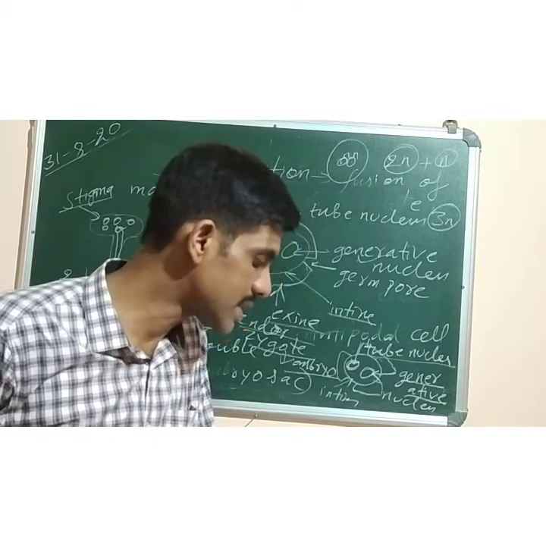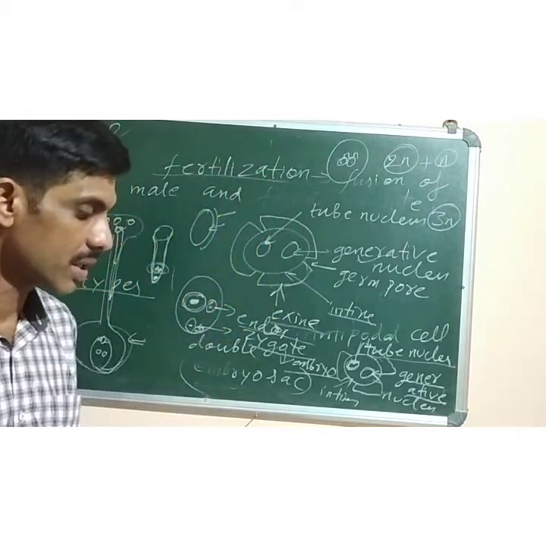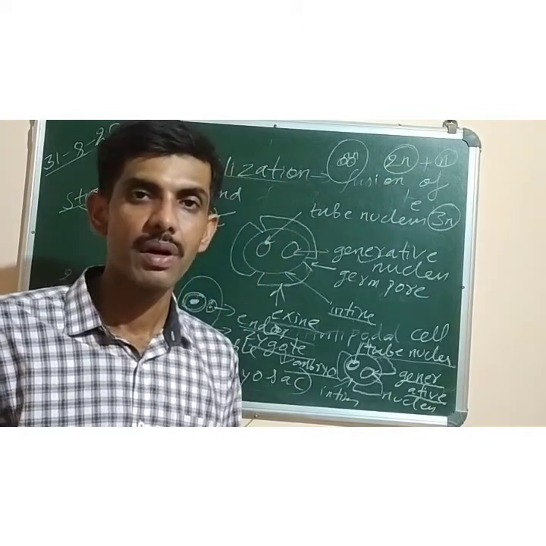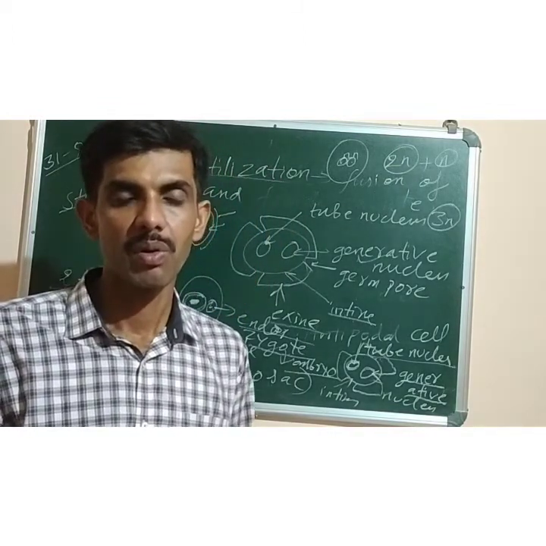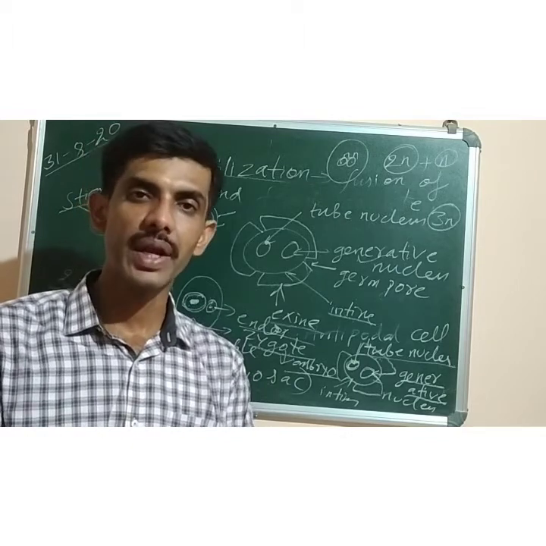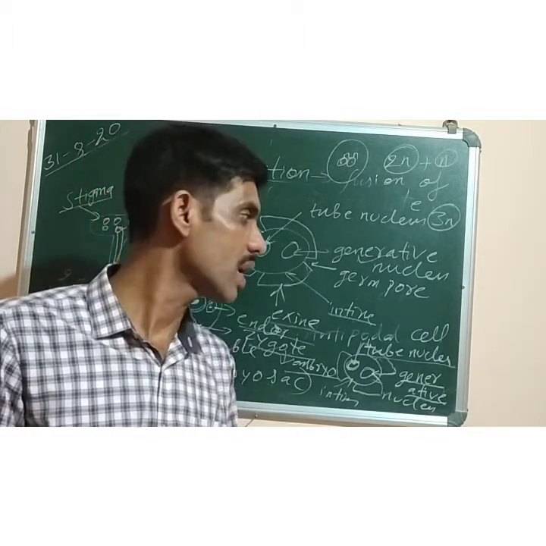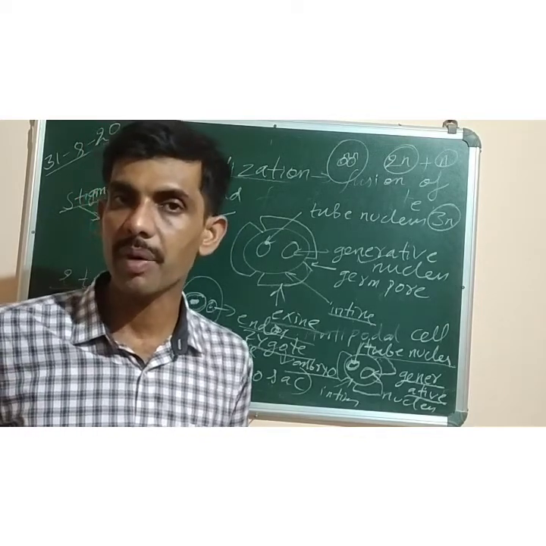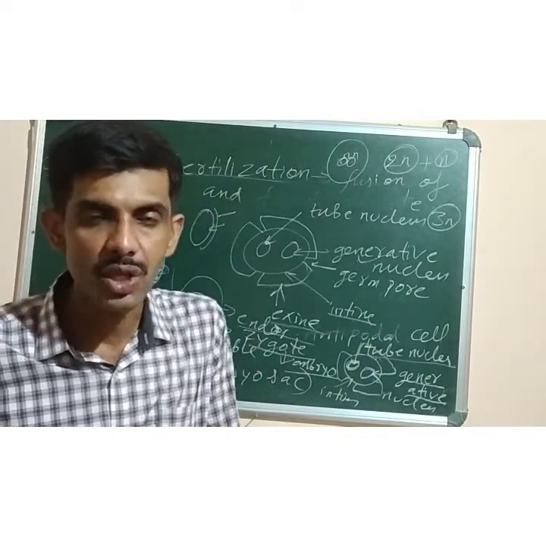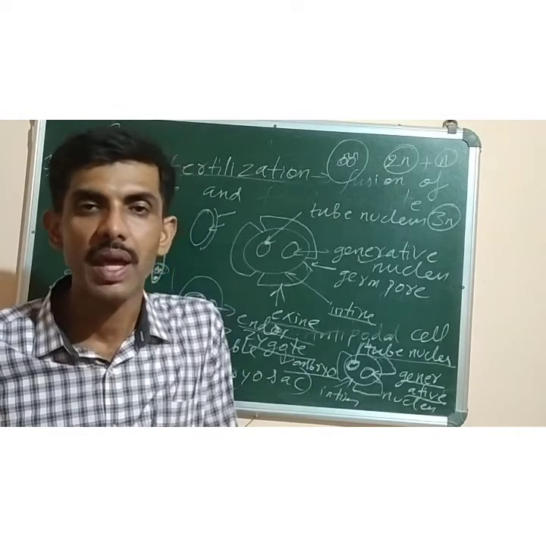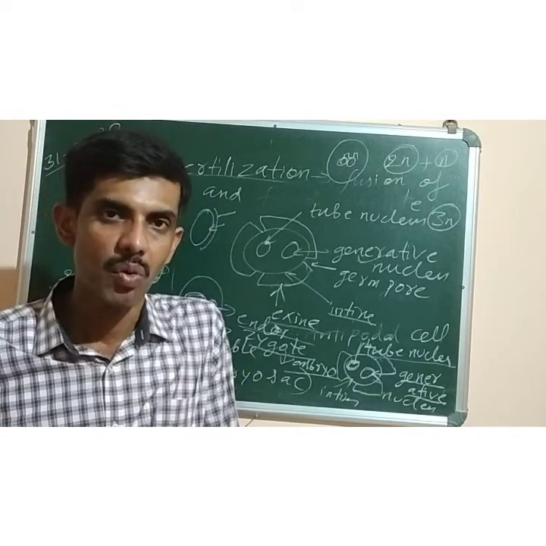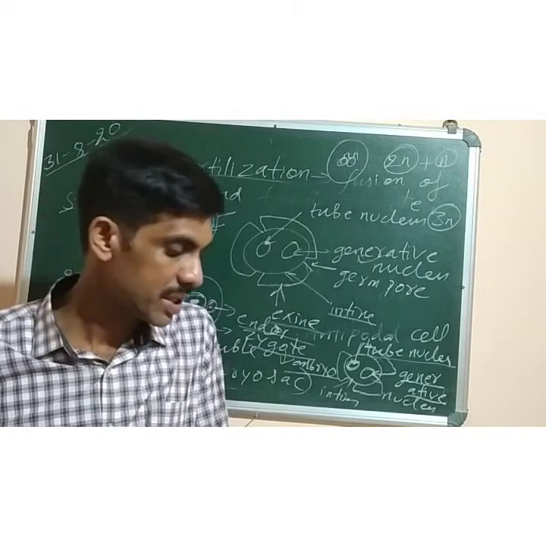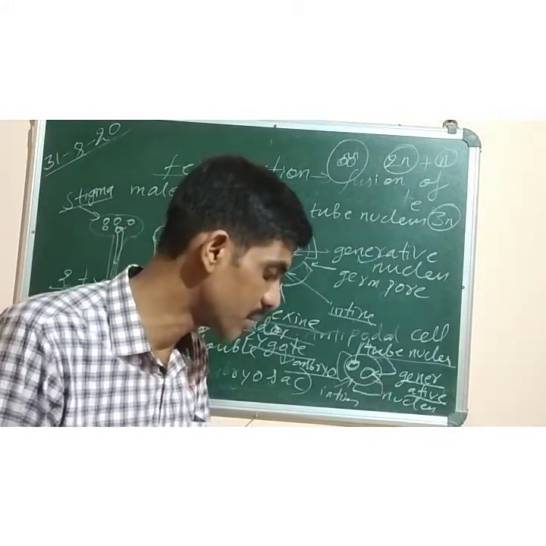Then next we have the seed. After fertilization, the ovule develops into seed, and the seed is made up of seed coat and embryo. So what is seed coat? The outermost protective covering of the seed is called seed coat. It consists of two layers. The outer hard protective covering is called testa, and the inner soft layer is called tegmen. And the embryo is the baby plant which contains the plumule which gives rise to the shoot system, and the radicle which gives rise to the root system.